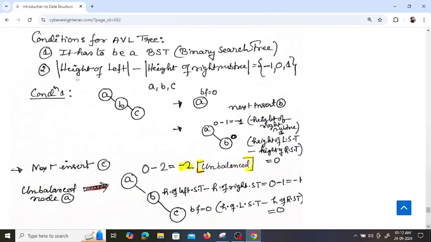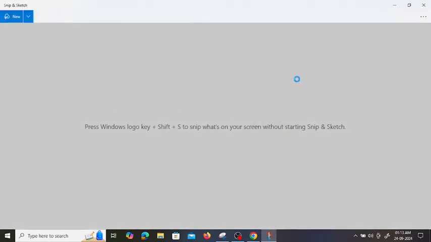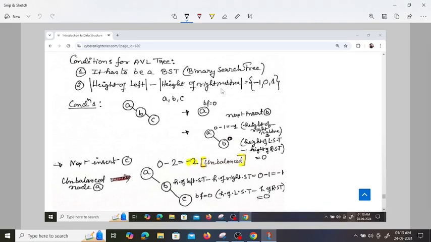There are two conditions for the AVL tree. First, it has to be a binary search tree; without a binary search tree the AVL tree is not possible. Second, the difference between the height of the left subtree and the height of the right subtree should be -1, 0 or 1. If it is anything less or greater than this, then that is not an AVL tree.